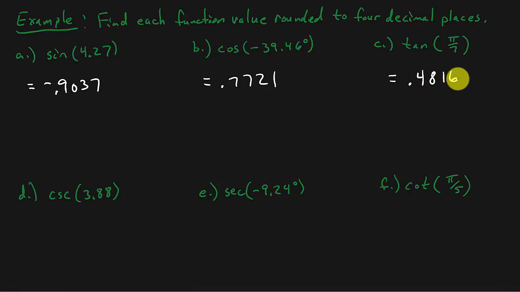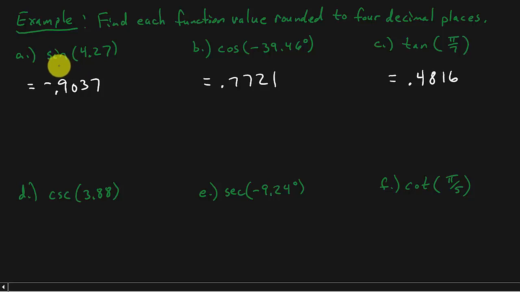So all you're going to do for this, you're going to hit sine and then type in 4.27, enter. Make sure your calculator is in radian. Hit tangent and then type in pi divided by 7. Hit enter. Same thing here, just type that in, cosine, and then hit the little negative button. It's going to be the minus sign with the parentheses around it. And then type that number in, hit enter. Make sure your calculator is in degrees.